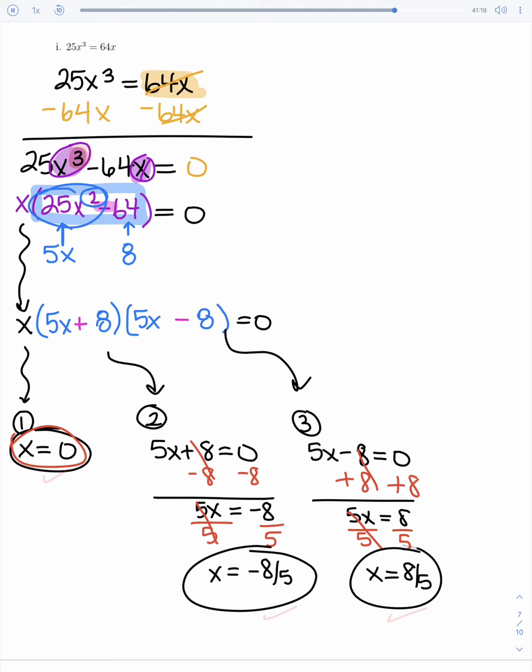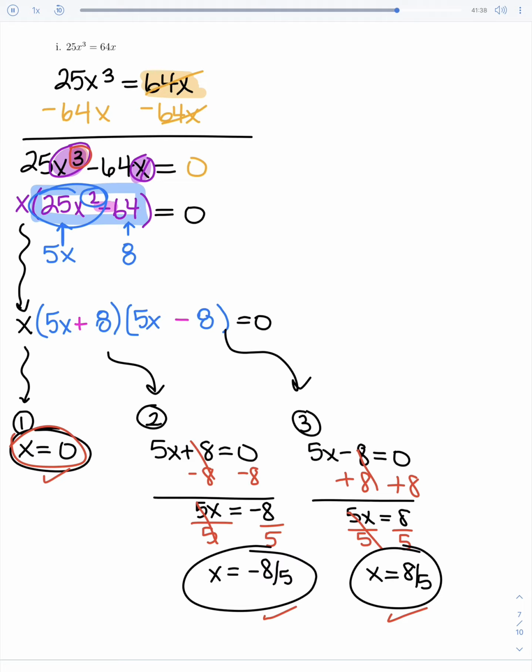So again, we're getting 3 answers. X equals 0 is 1. X equals negative 8/5, and x equals positive 8/5. And again, we were getting 3 answers because our highest exponent was cubed on the original problem. Now let's look at J.